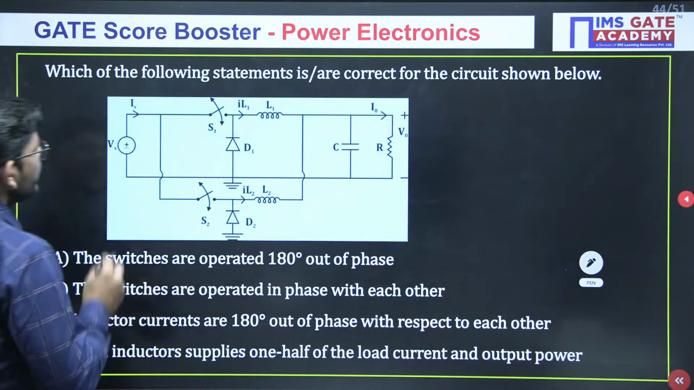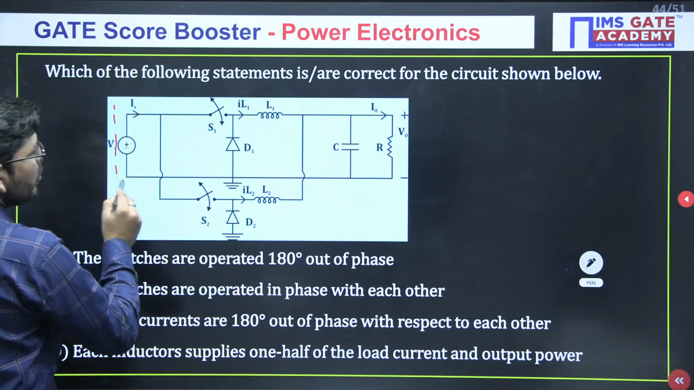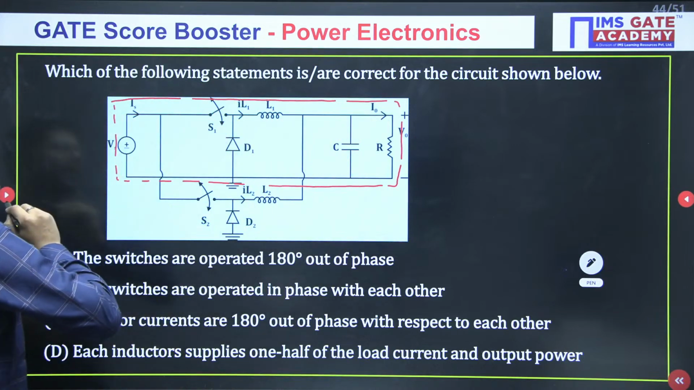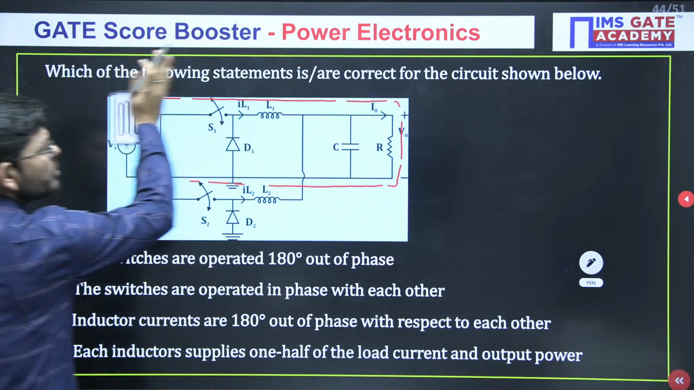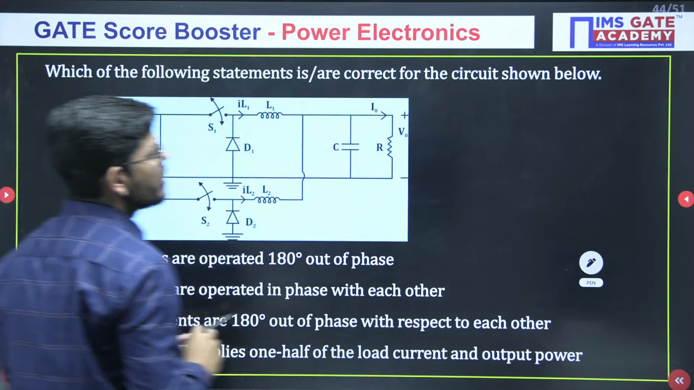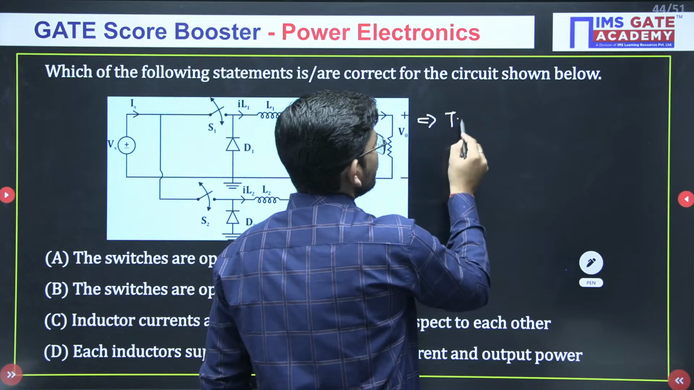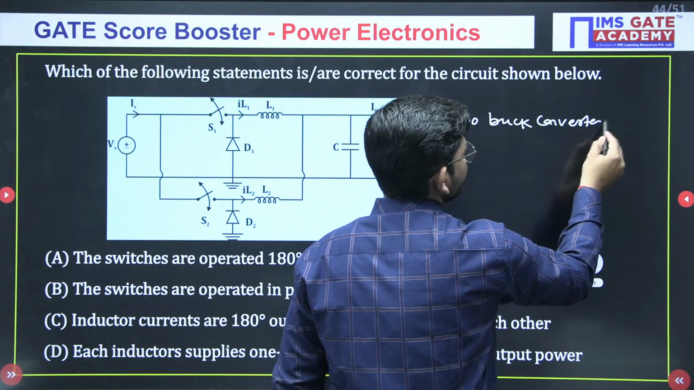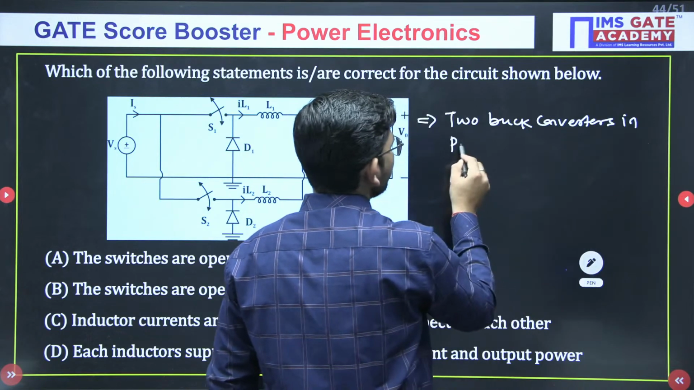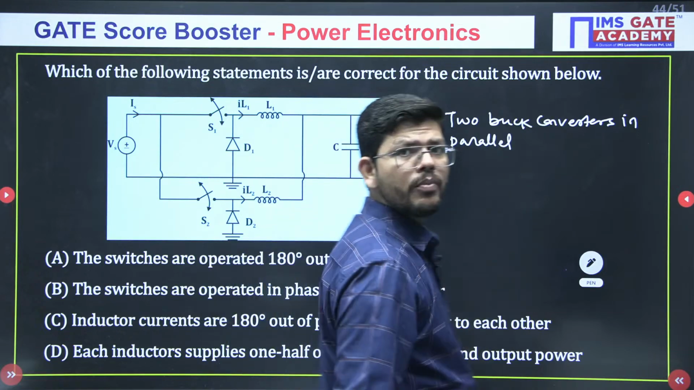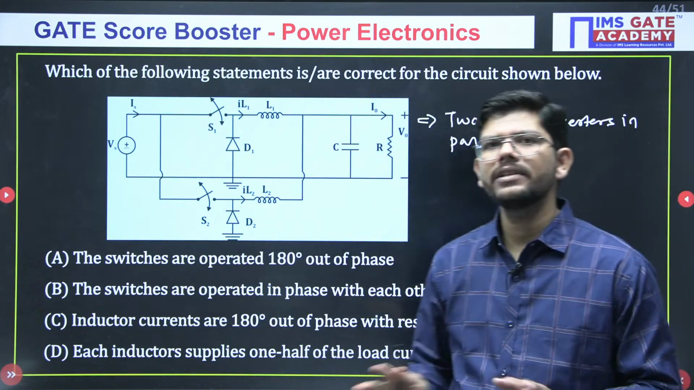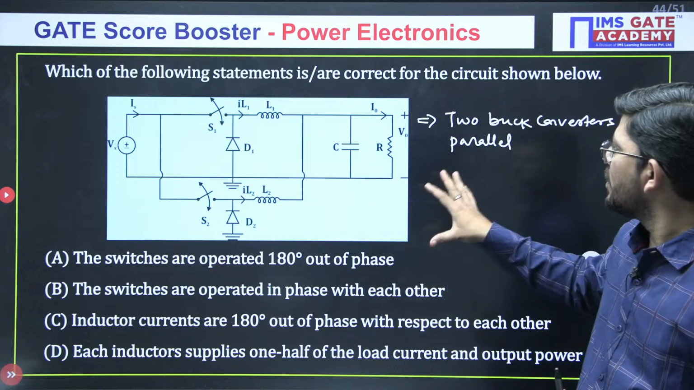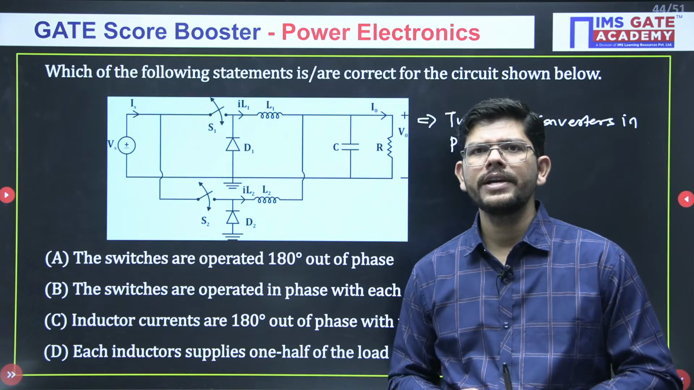If you see this circuit, what kind of circuit is this? This is a kind of buck converter. And if you see further, we have connected two such converters in parallel. So what do we have here? Two buck converters operating in parallel. We can call it an interleaved converter. Divya, did you understand the last question? This is called an interleaved converter. Okay.